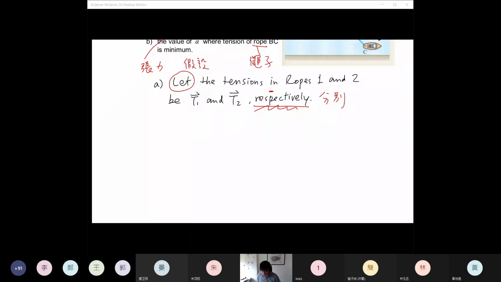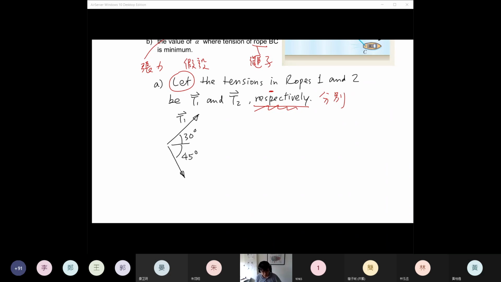So after we give them names, we can draw the figure. So we have T1 at 30 degrees, and then we have T2 at 45 degrees. We don't know how much is T1 and how much is T2. We know neither of them.